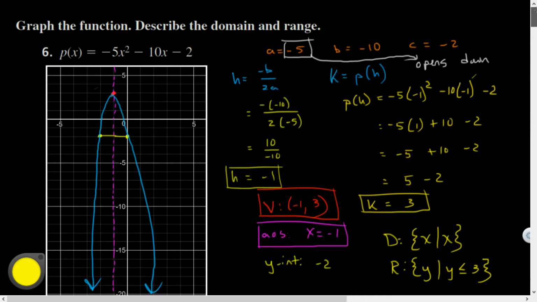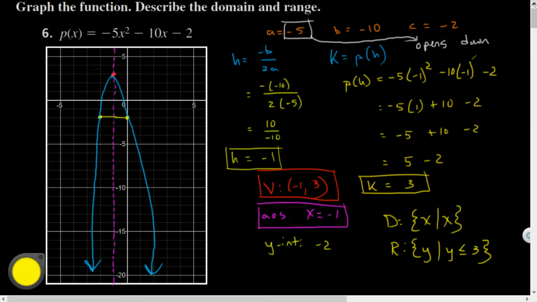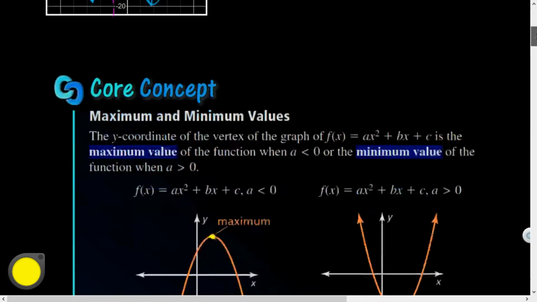Actually, could someone answer the question for me? Does this graph that we just did have a maximum or minimum? It has a maximum, and what was the maximum value we hit? 3. 3 was the highest that this ever got, all right? There you go.